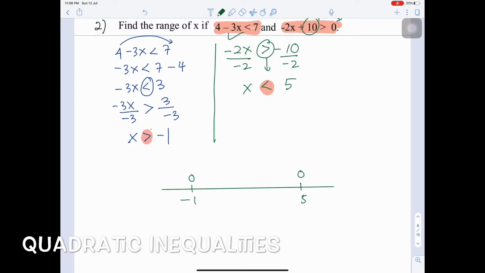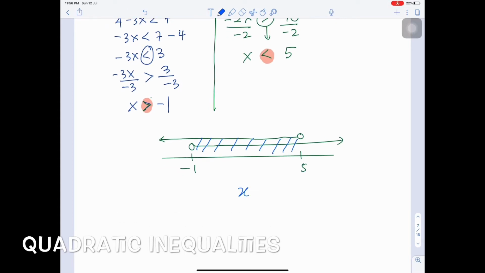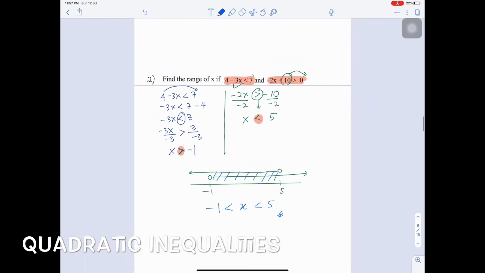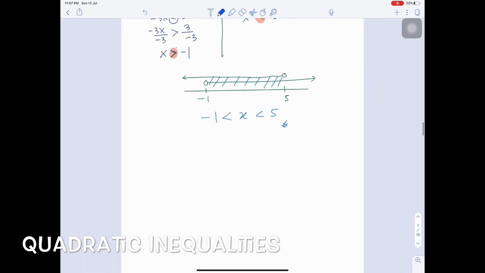From here you can see negative 1 goes to the right, so draw the line like this and put the arrow. Then at 5, an empty circle, and it goes to the left. The intersection of x is between negative 1 and 5. So this is the range for x for these two inequalities. This is the answer.